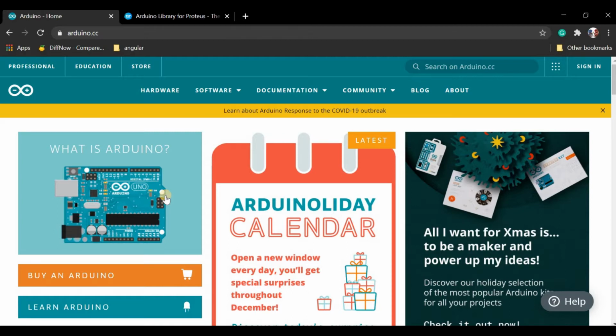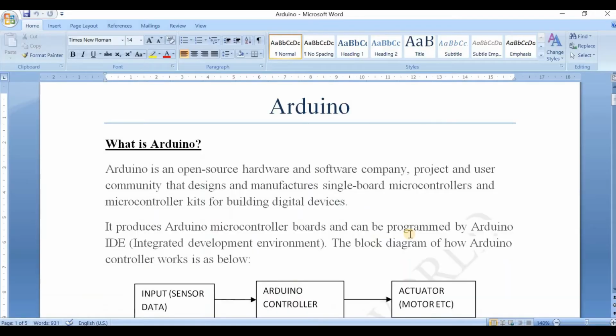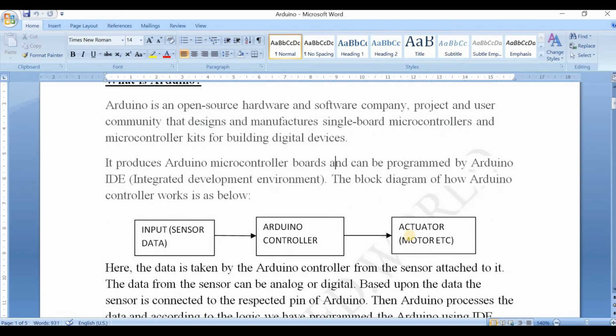Now let's take a look at the documentation we have prepared for you guys. Firstly, let's see what is meant by Arduino. Arduino is an open source hardware and software company, project and user community that designs and manufactures single board microcontrollers and microcontroller kits for building digital devices. It produces Arduino microcontroller boards and can be programmed by using Arduino IDE, where IDE means Integrated Development Environment.